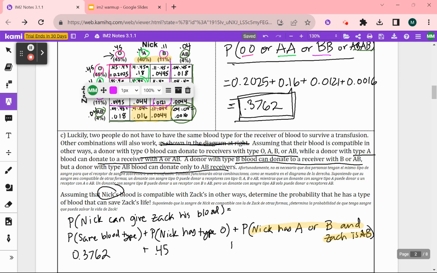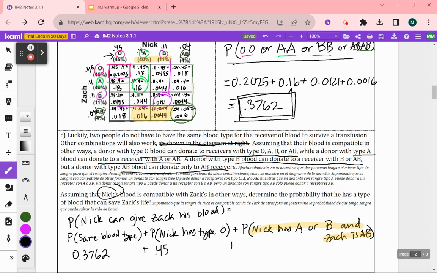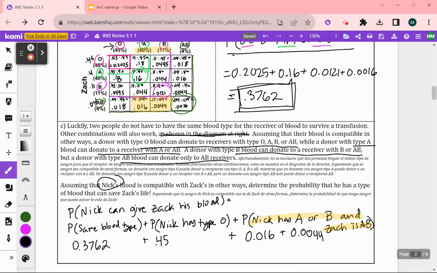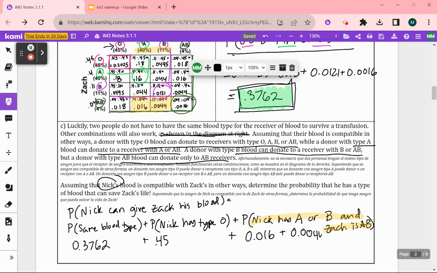Okay. That's plus 0.016 plus 0.0044. But this is not going to be completely correct because I think I'm going to be double counting some things. Let's take a look at that now. 0.3762 is the probability that they have the same blood type, and that could happen in any of these diagonal pieces.